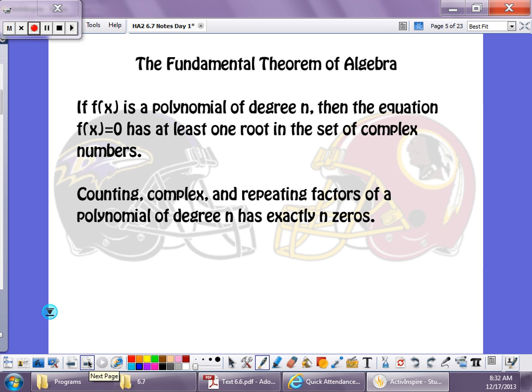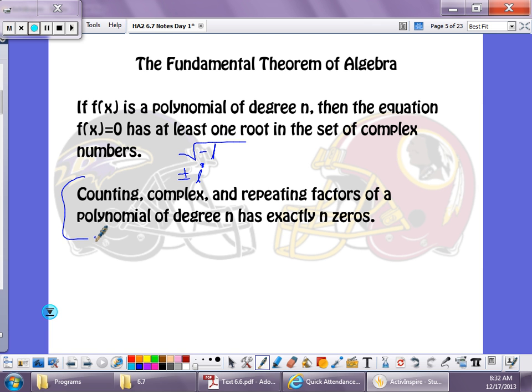If f of x is a polynomial of degree n, then the equation has at least one root in the set of complex numbers. So what that means is you're going to have some sort of square root if you have a complex number, okay? So if you had the square root of -1, it's always going to be plus or minus, essentially is what that's saying. So if you take the square root of something, you have to have plus or minus. If you have an i as a zero, you also have to have a negative i. If you have a 2i, you have to have a negative 2i.